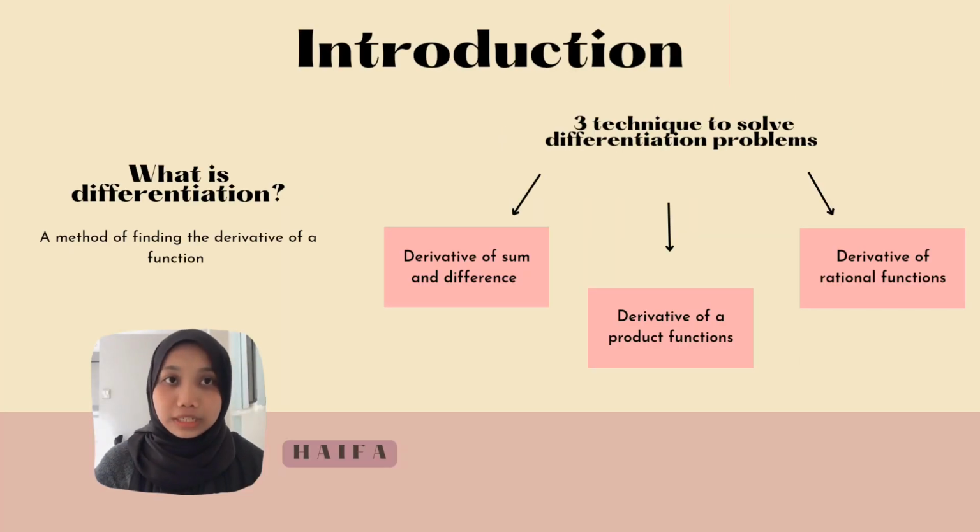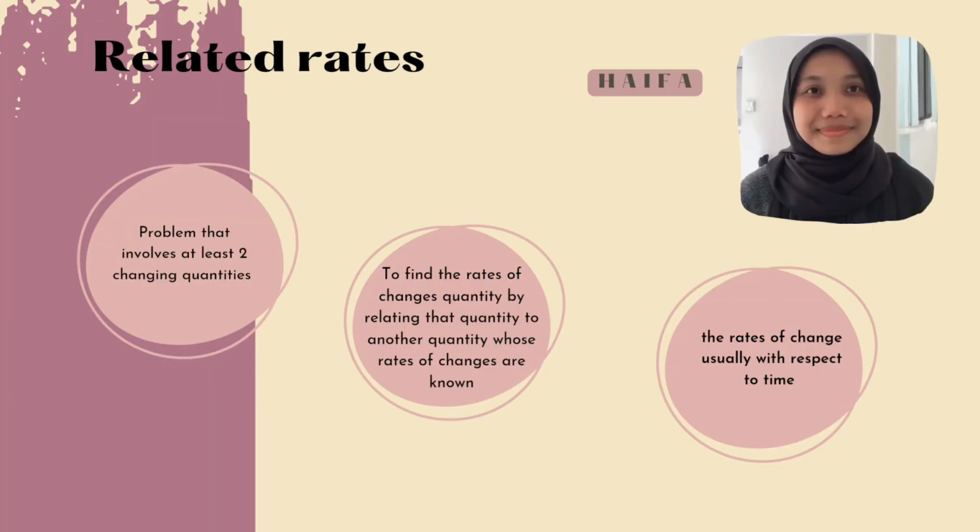Let's start with the introduction first. So basically, what is differentiation? Differentiation is a method of finding the derivative of a function, and there are three techniques to solve differentiation problems: derivative of sum and difference, derivative of a product function where we use the product rule, and derivative of rational functions where we use the quotient rule. So you already know what differentiation is.